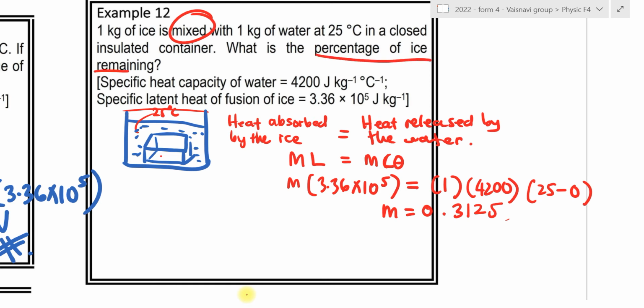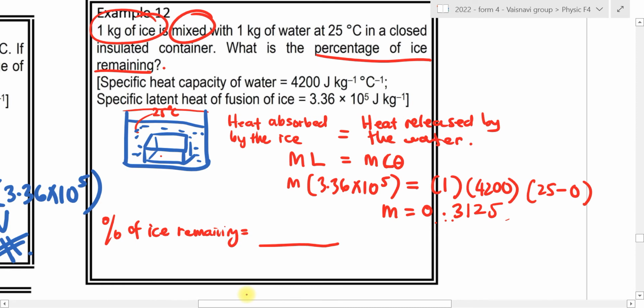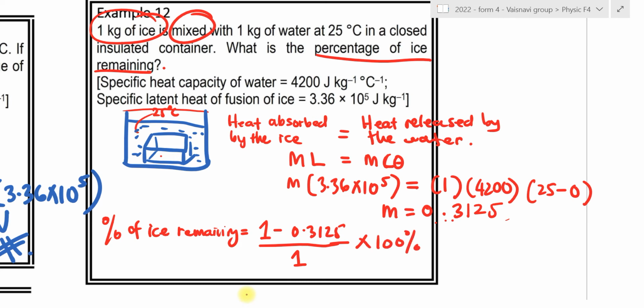Percentage of ice remaining. If this is melted, remaining should be 1 kg minus this. Betul tak? Sebab asal-asal ice dia 1 kg. So, percentage of ice remaining is equal to total dia 1 kg, so I put 1. Remaining dia adalah 1 minus 0.3125, darab 100. Normal maths lah.